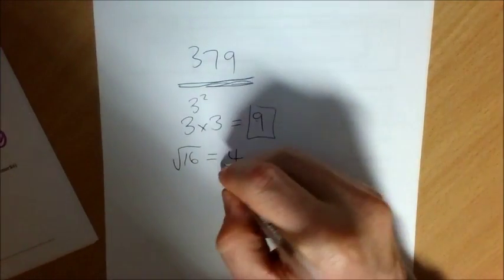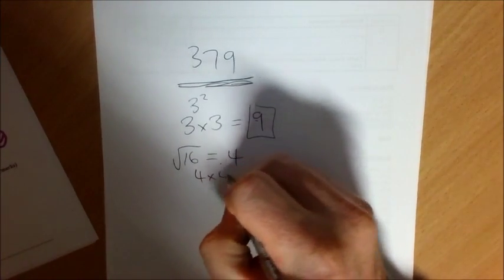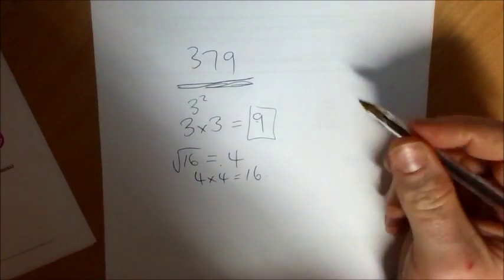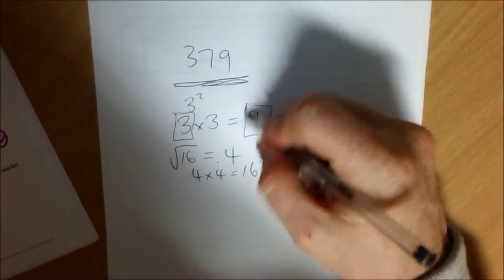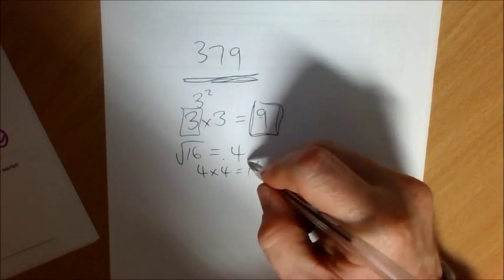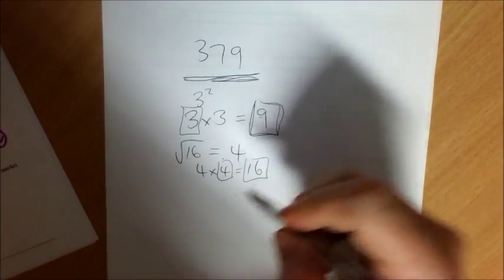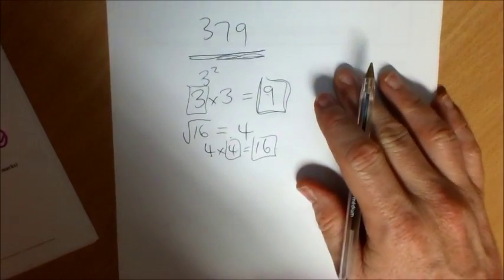What makes this work is that 4 times 4 equals 16. But squaring is when you begin with the 4 and end with the 16. Square rooting is when you start with the 16 and you have to write down what that repeated ingredient would be.